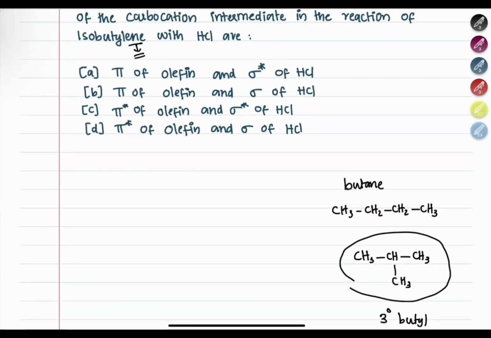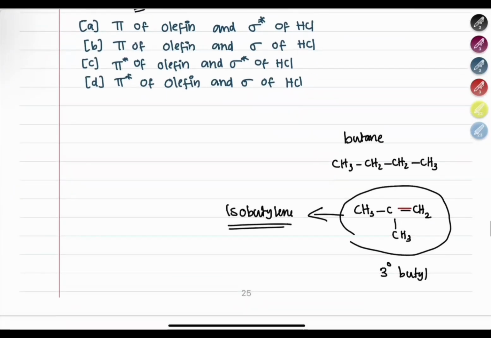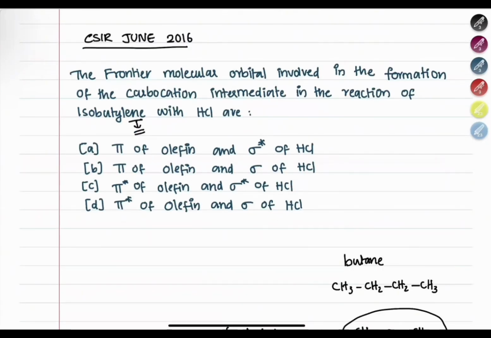Here isobutylene. 'Ene' means what? There is a double bond. 'Ene' means in this molecule there is a double bond between two carbons. So it will be like this. So this is an isobutylene molecule. Okay. So now we got isobutylene. We need to find out the HOMO and LUMO in case of reaction between isobutylene and HCl. So for that, we'll take the isobutylene molecule first, which is CH3, C double bond CH2, and CH3.